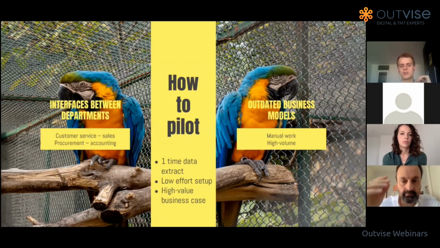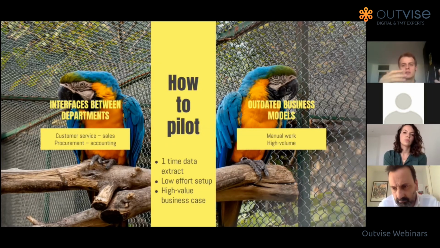First, interfaces between departments are often important, for example, between customer service and sales, because at those cross sections some inefficiencies are often created. And also you have to look for outdated business models where you involve a lot of manual work, and this work is high volume. You have to remember that for the pilot, you don't need to establish a fully fledged data connection. Usually a one-time data extract is sufficient. Also, I would prefer a low effort setup, like using databases that you already have, using the tools that you already have, not reinventing the wheel every time.